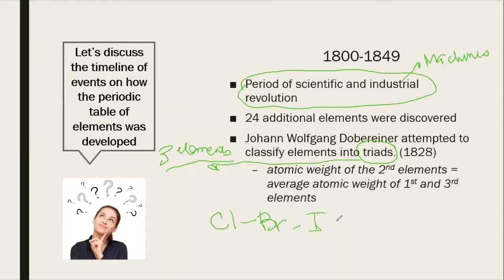Okay, so the concept of triad is that the atomic weight of the second element, which is bromine, is actually the average of the atomic weights, so we're talking about the mass numbers, of the first and the third. So ibig sabihin daw nun, pag kinuha mo yung mass number ni chlorine at saka ni iodine, idinagdag mo at dinivide mo sa 2, you are going to get the approximate value of the atomic weight of bromine.